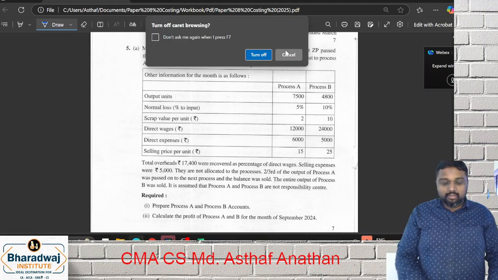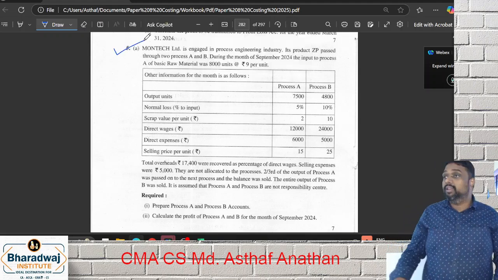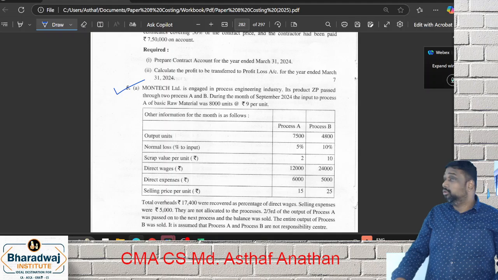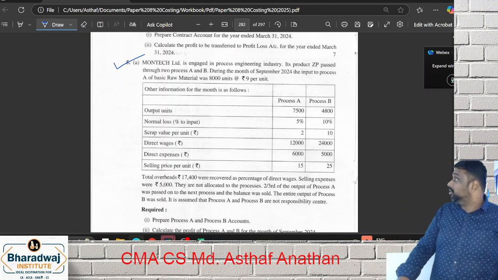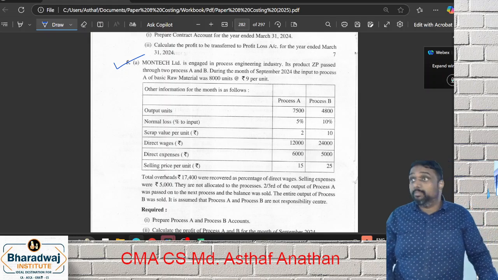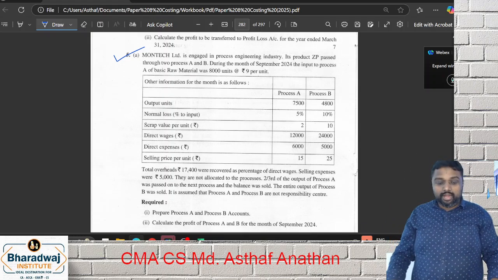My dear friends, we are going for a recent previous year question, December 2024 question paper. This is the December 2024 question paper. Question number 5A. Hope all of you are ready.